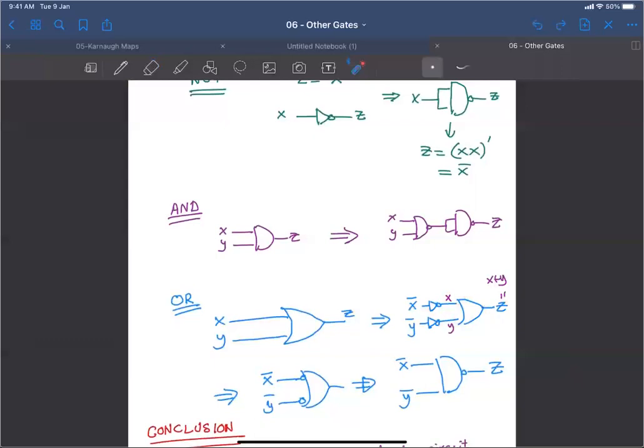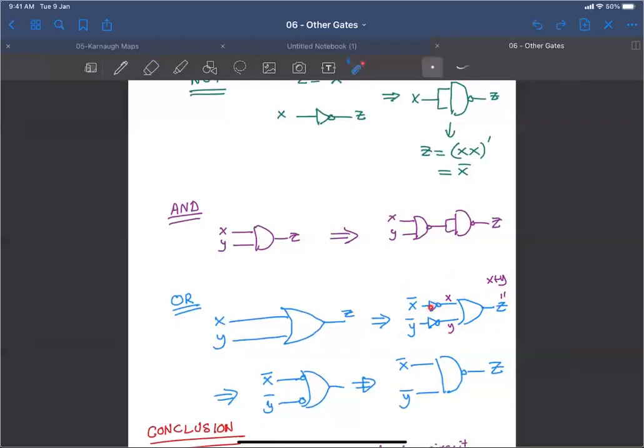Yes. Okay, so X complement inverted is X, and Y complement inverted is Y. So the final result is X or Y. It's the same as this one, so we haven't done anything to the circuit here.